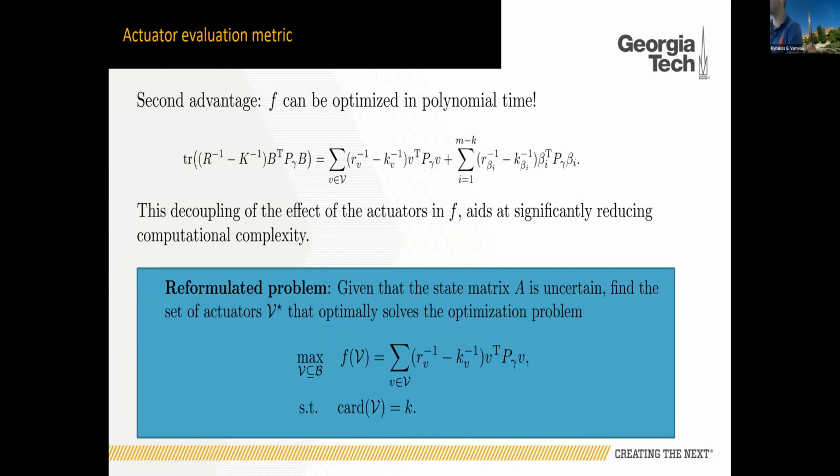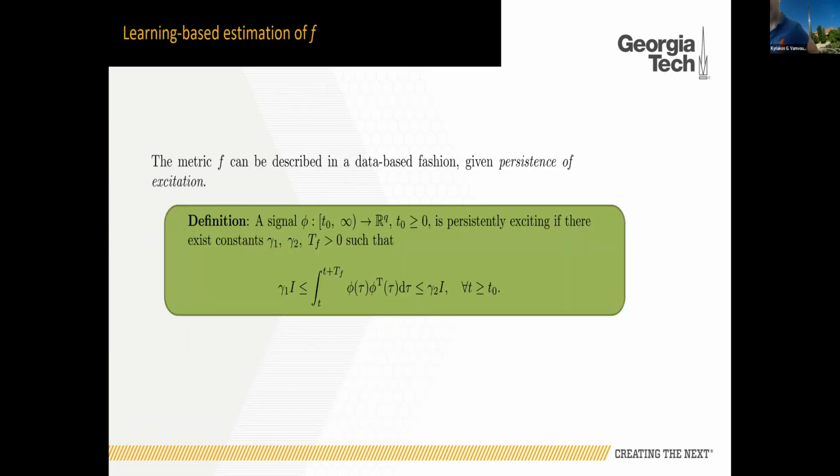Then we can play with some matrices, and eventually, given that the state matrix is uncertain, I want to find the optimal set of actuators such that we solve this optimization problem. Okay, so now let's start going into learning.